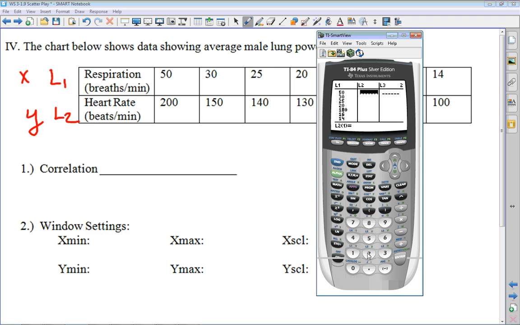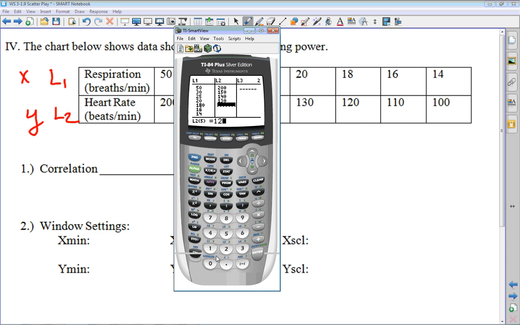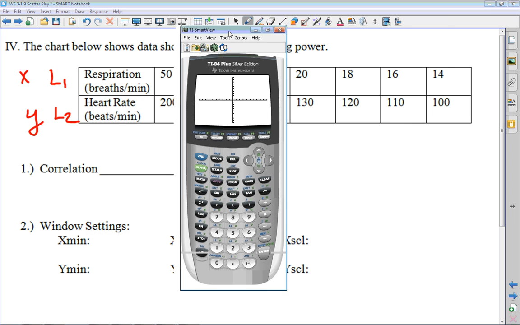I've got 200, 150, 140, 130. Let's go over here. 120, 110, 100. All right, now again, if I press graph, I don't see anything.